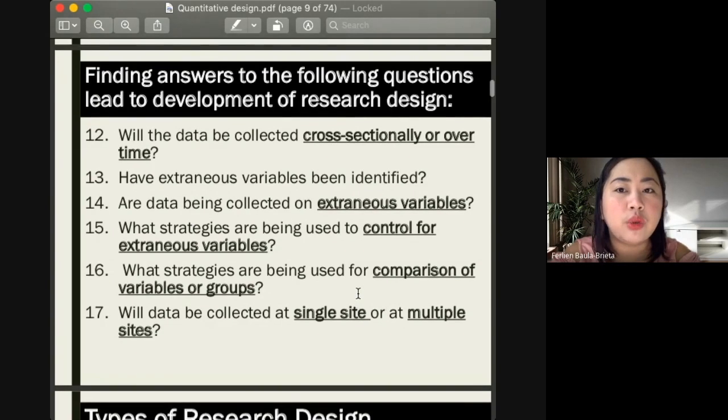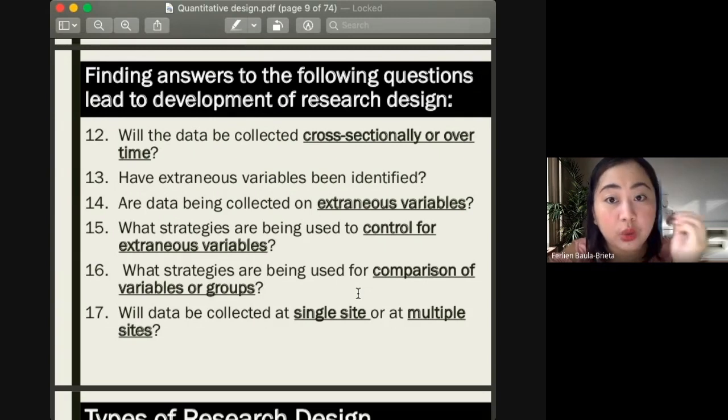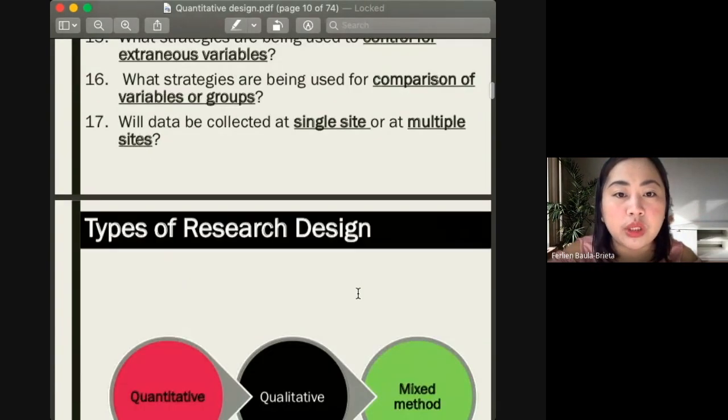Okay, so these questions will be very helpful for you to identify, or for you to make a good decision on, what type of research design will be most tailor-fitted to your chosen research topic.